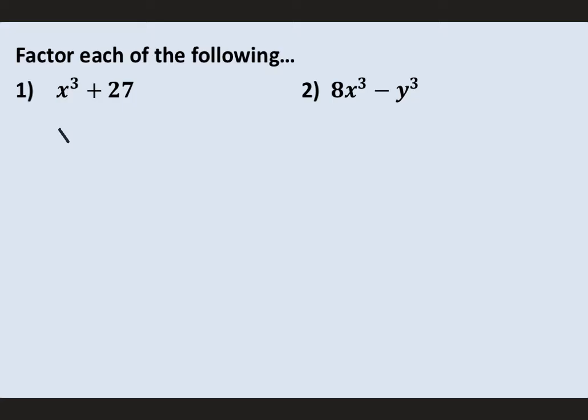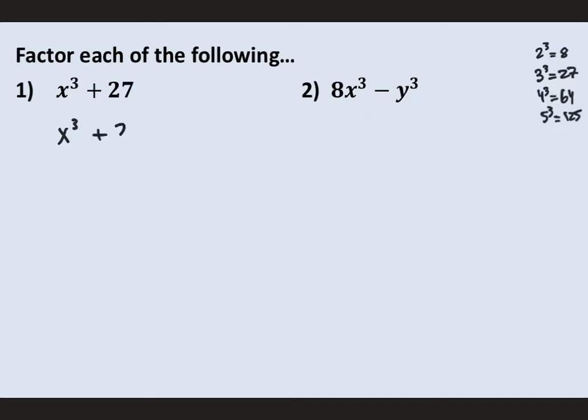Right now, we have x to the third, that's already written as something cubed, plus, that's a sum part. 27 is something cubed. Now, if you don't know your cubes, you should probably learn your cubes up a little ways. 2 cubed is 8, 3 cubed is 27, 4 cubed is 64, 5 cubed is 125. That's probably a good start, but you should know your different values cubed.